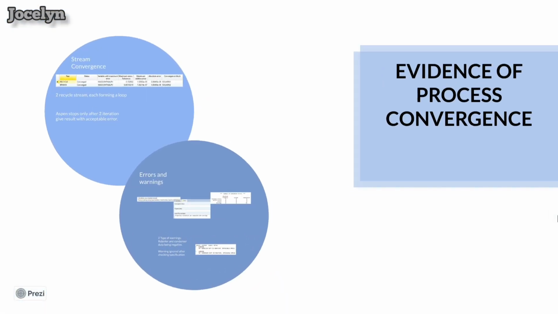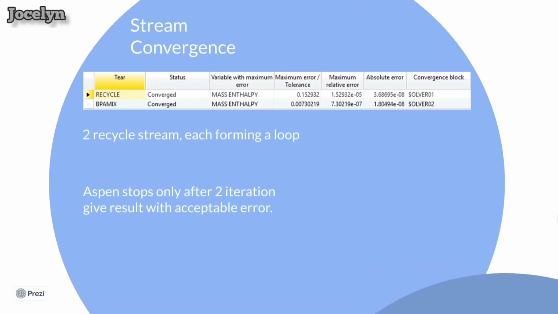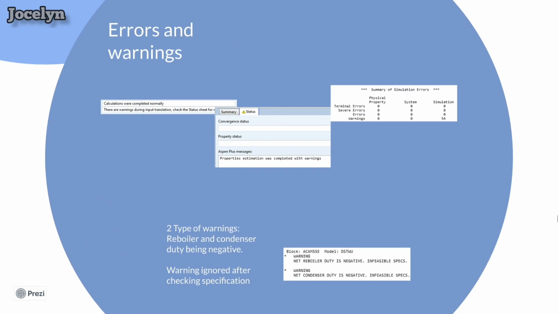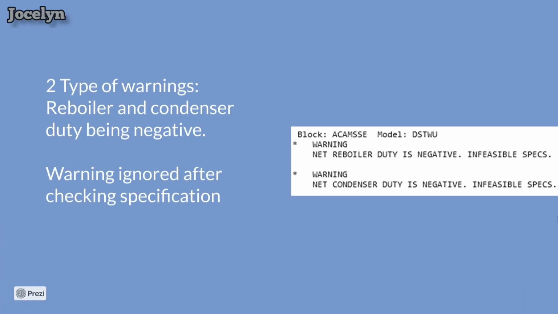There are 2 recycle streams in our process, hence 2 loops and 2 test streams. Looking at the table here, we can see that both loops have converged and the error is minimal. If we look at the errors and warnings, there's 0 errors but 54 warnings. 54 seems like a very large number, but upon a closer look, there are only 2 types of them, with boiler or condenser duty being negative.